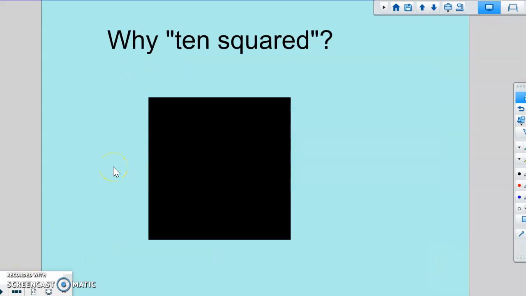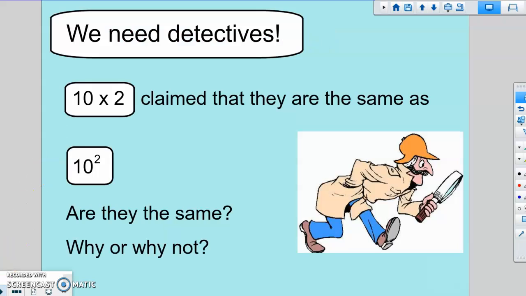So why 10 squared? If we think about it for a second, it's called 10 squared because if I'm finding the area of a square, I'm multiplying the length times my width. So if I multiply the same number by itself 2 times, that is really giving me the area of a square. It's going to be the perfect dimensions to create a square. That's just a little background for you on why it's called 10 squared.